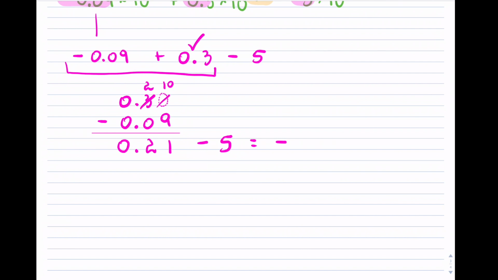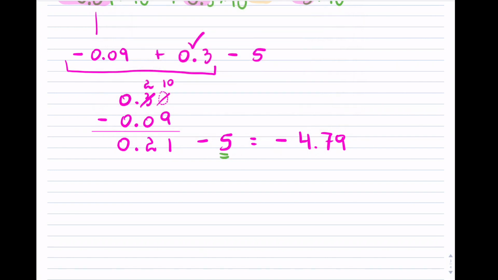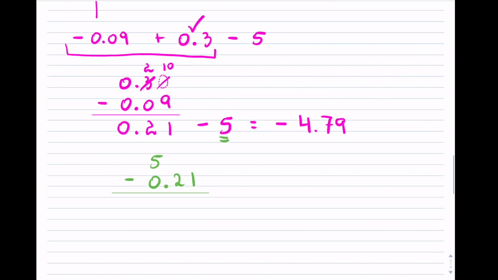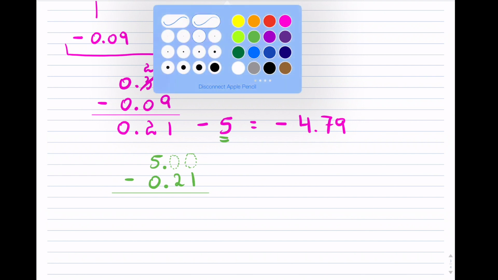So the answer is actually 4.79. If you don't see that, remember what you have to do: you have to take the bigger in magnitude, so that's 5, and subtract the smaller in magnitude. And now notice I have nothing to subtract, so we have to insert fake zeros there so that we can actually work with this. And I'll change color so it's very visible for you.